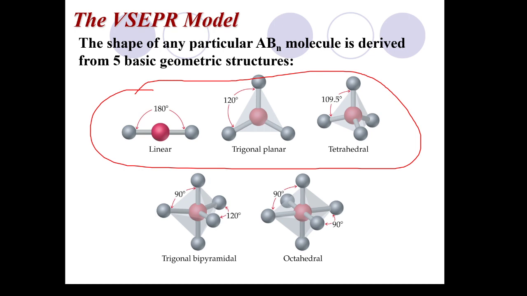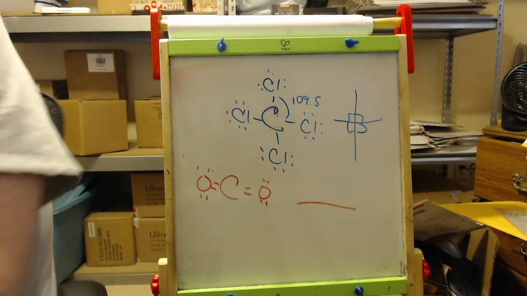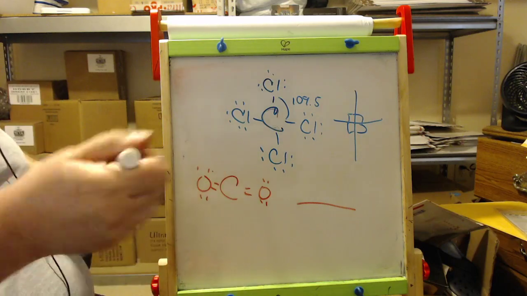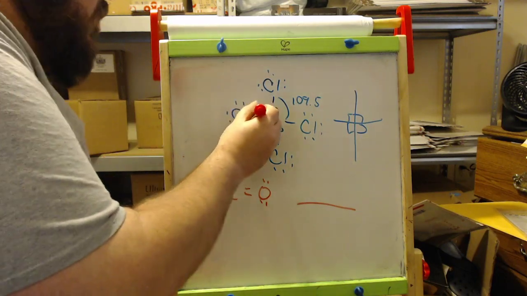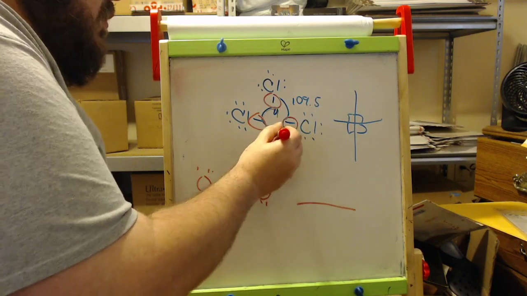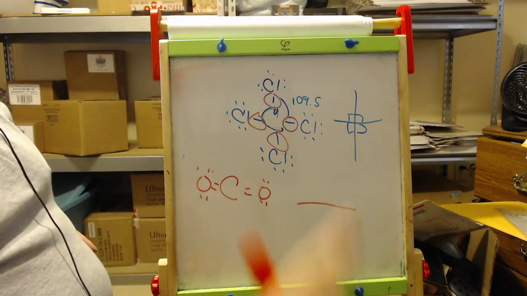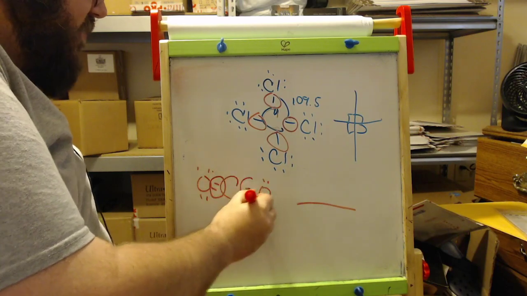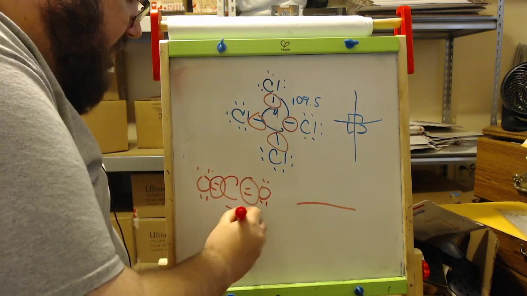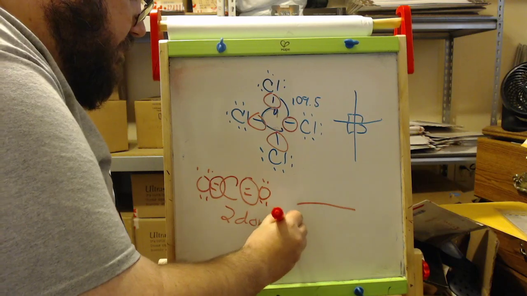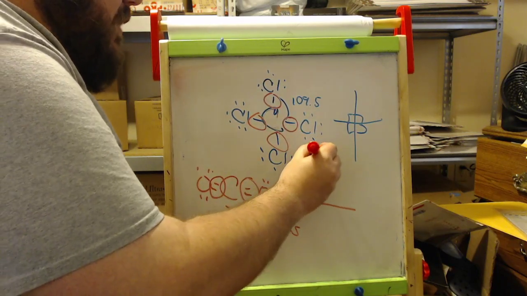It all comes down to how many domains do I have? And by domains, I mean areas of electrons, whether they be lone pair or whether they be bonded electrons. So we only focus around our central atom. We look for locations where we'll find electrons. Bonding electrons count as one domain, whether they're double bonds, triple bonds, or single bonds, they're one domain. So this down here has two domains. These up here, this carbon has four domains.